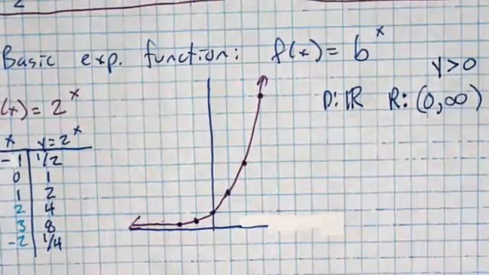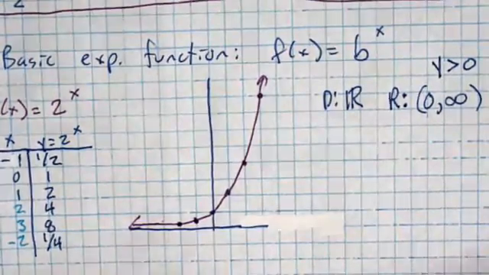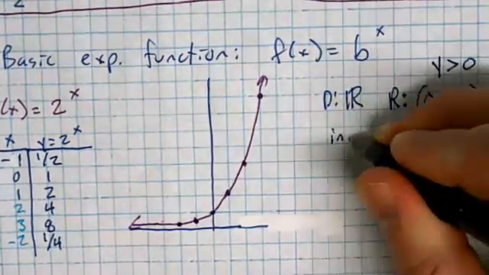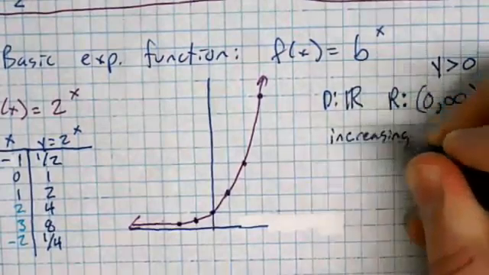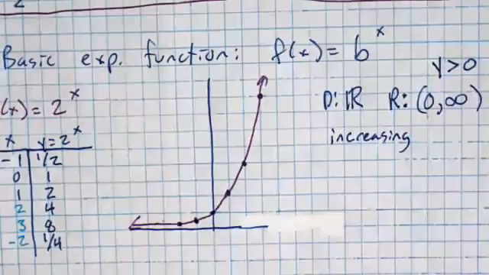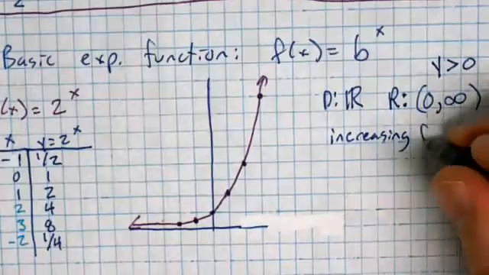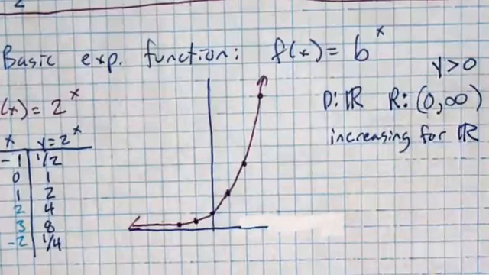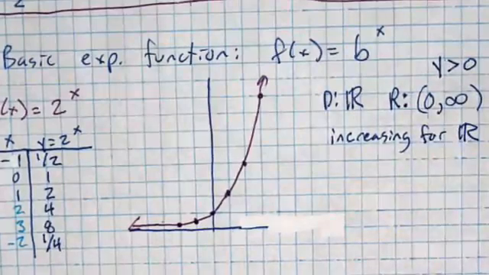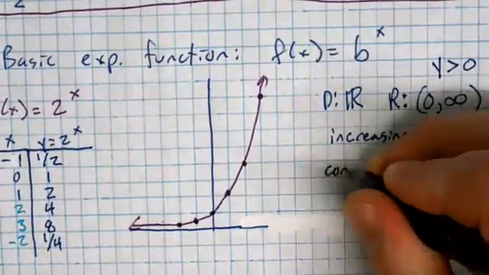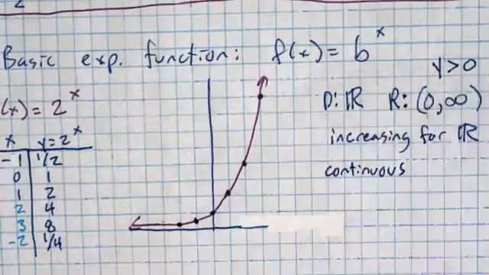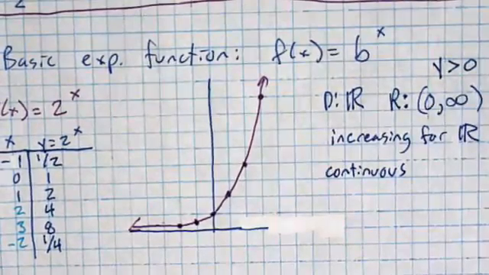Increasing, decreasing, constant? It's increasing. Always increasing, right? It's increasing for all real numbers, negative infinity to infinity. Continuous? Yes. What else do we talk about? Continuity, symmetry? Any symmetry? No symmetry.